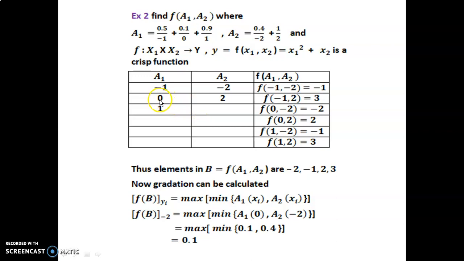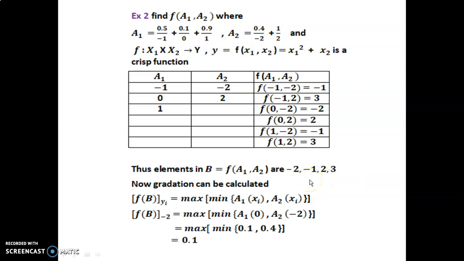Now the next element is 0. 0 to -2: if we substitute in this crisp function, we get the value -2. Now 0 to 2, the answer is 2. Now the third element, 1 to -2, we get -1, and 1 to 2, the answer is 3. Substitute here x1 equal to 1 and x2 equal to 2, we get 3. Thus the elements in B, that is f of A1, A2, are -2, -1, 2 and 3. These are the 4 distinct elements.